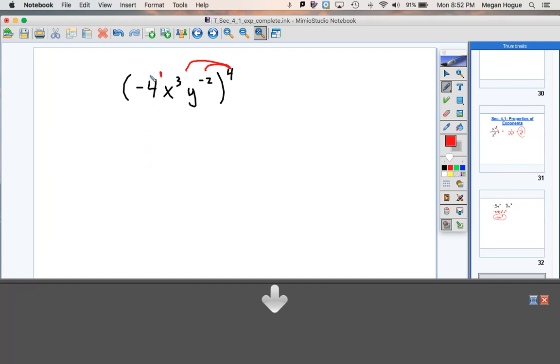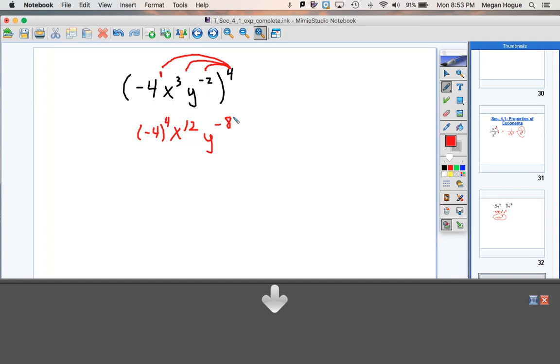Remember what we said about negative bases. We got to be careful with those. Those have to stay in parentheses. So negative 4 still in parentheses to the 4th, because I multiplied those. Again, I'm multiplying when I distribute, so x to the 12th and y to the negative 8th.